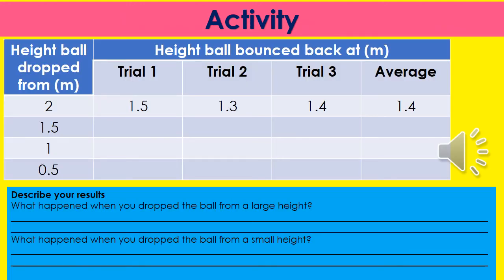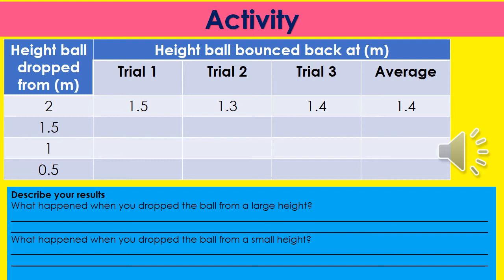To complete the activity, a table has been provided for you, which you can either copy into your books or you can complete the table from the screen. You will drop a ball at different heights. You can either use some sort of a measuring tape or meter ruler, or you can just estimate where 2 meters is, where 1.5 and where 1 meter is with the help of an adult at home.